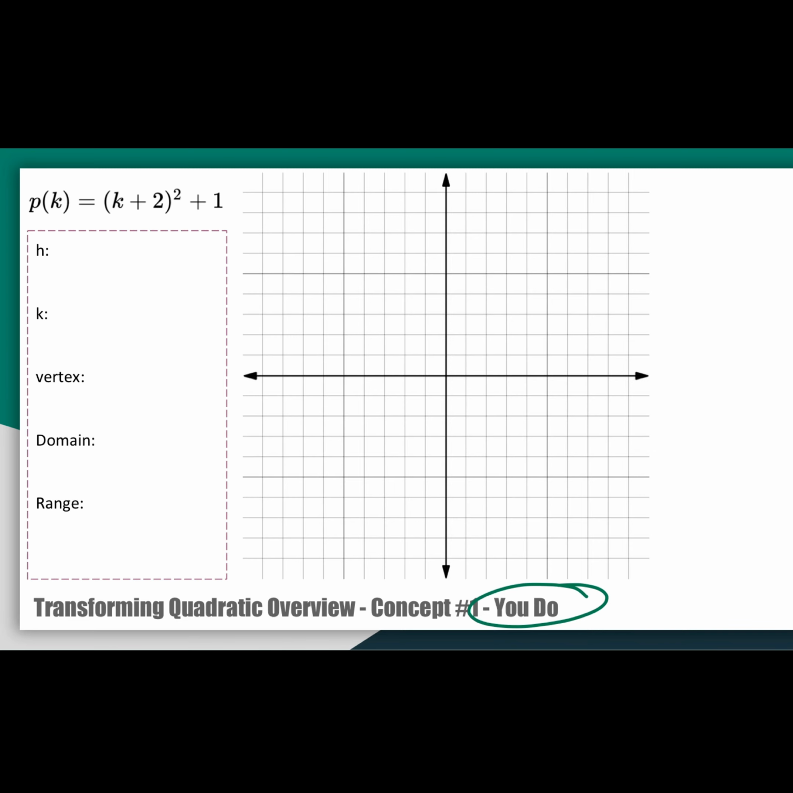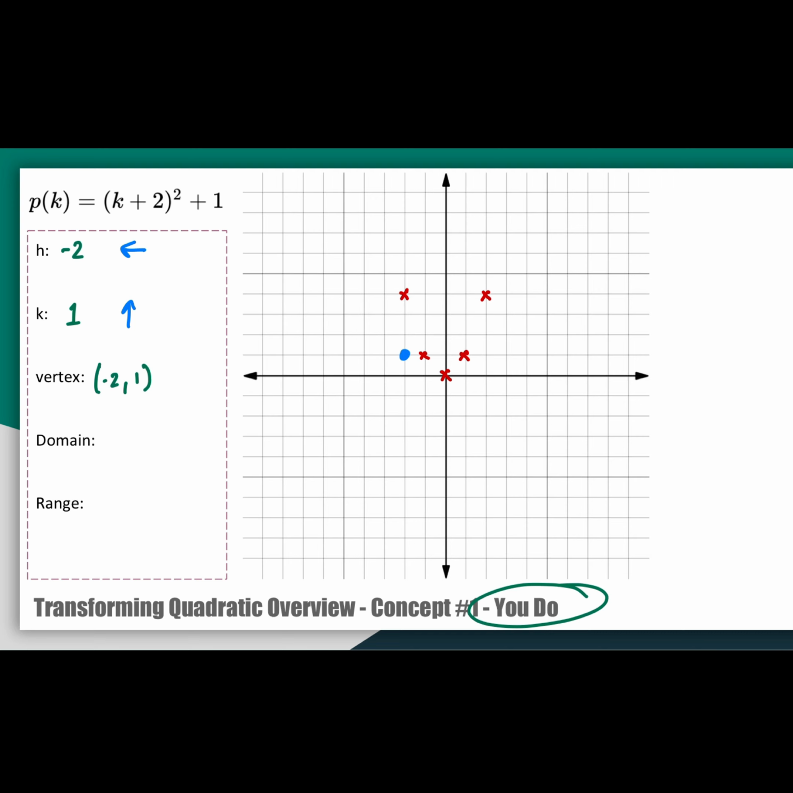Okay, hopefully you've given that a try. The h is negative 2, it's opposite. The k is 1. The vertex is negative 2, 1. I just put those together. And I'm just going to shift from the parent function. Okay, so that's 2 to the left, and that's 1 up. So 2 to the left, I'm going to move my vertex 1 up.